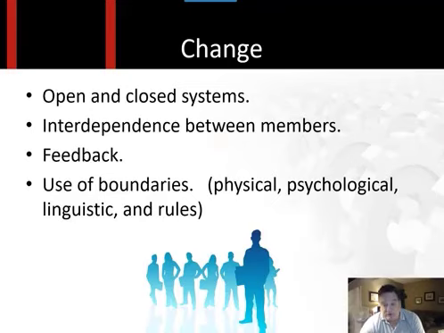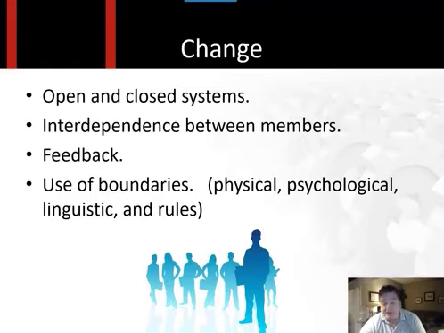Interdependence is the reliance between group members. Whether it be trust or a lot of dependency on other group members to get their job done, interdependence is very high within groups, and it's a very important aspect. Feedback is especially important when you hear back from group members. This is especially true with the group leader, and good group leaders will gather feedback from their group members about how things are going. And realize that boundaries can be physical, psychological, linguistic, and rule-oriented.